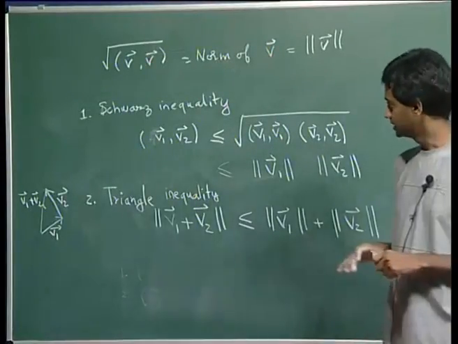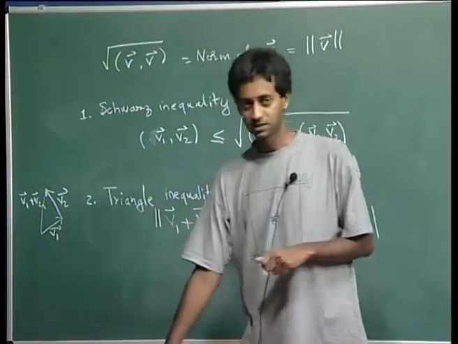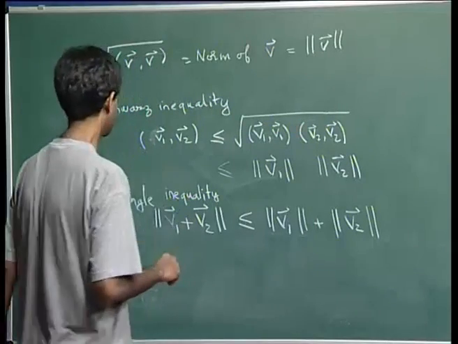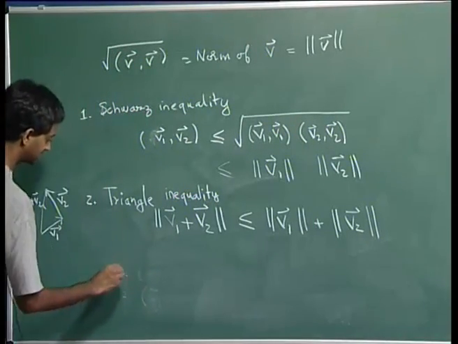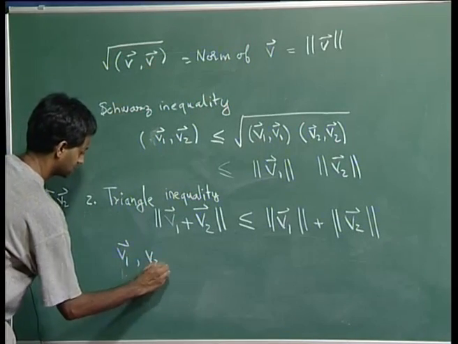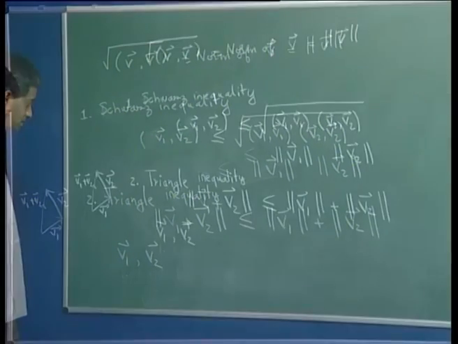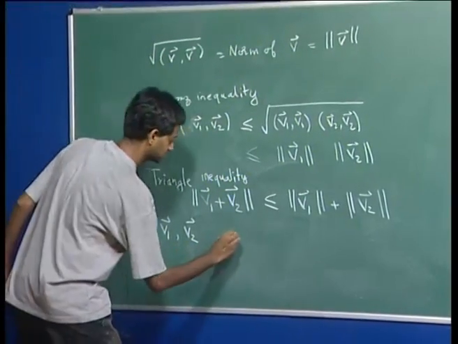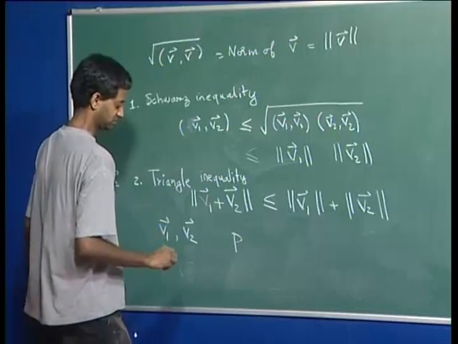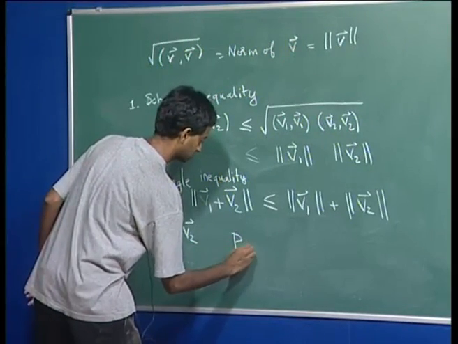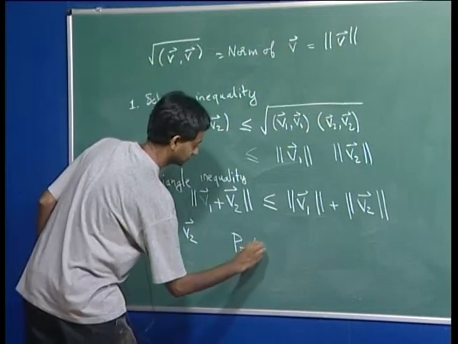Okay. The inner product allows us to define something called a projection. Okay. So a projection, if I had a vector v1 and a vector v2, okay, then I can define something called the projection of v2 on v1. So the projection onto v1 of the vector v2.